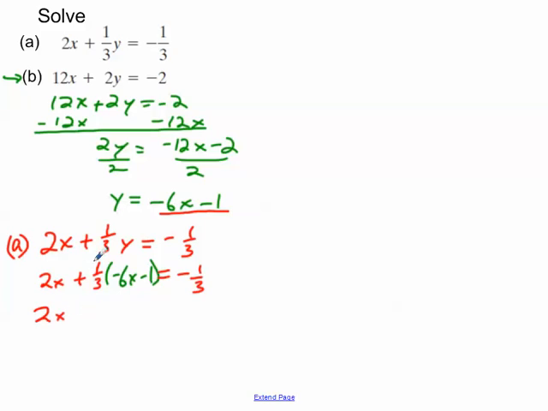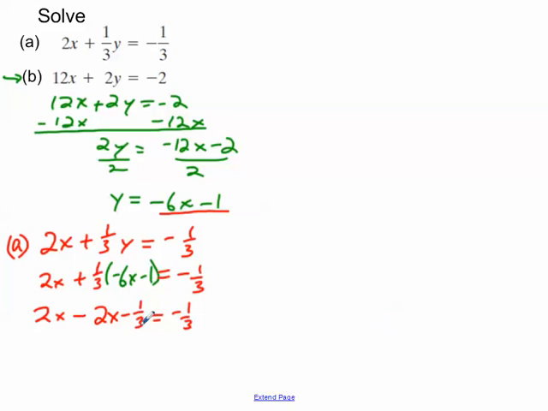2x plus 1/3 times negative 6x: positive times a negative is negative. 1/3 of 6 is 6 divided by 3, which is 2. We've got the x in there also. Next term is 1/3 times negative 1. Positive times a negative is a negative. 1/3 times 1 is 1/3. Equals negative 1/3. That's the easy part on the right side.